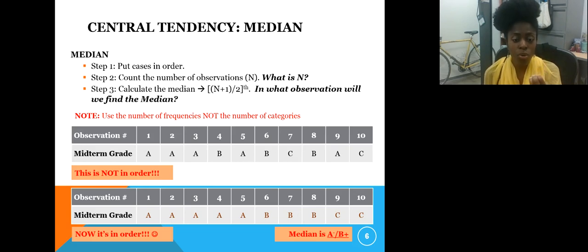We wouldn't say, oh, let's make it 3 plus 1, which is 4 over 2, which is 2. And so, what would 2 be? We would go to observation number 2 and say, oh, the median is an A. Oh, I don't know what that means, right? No, that's totally wrong. We would say N plus 1, N being the total number of people answering this survey, and not the total number of values for the midterm grade. It's the total number of people, not the total number of answers, so not A, B, and C, but person 1, 2, 3, 4, 5, 6, 7, 8, 9, 10.